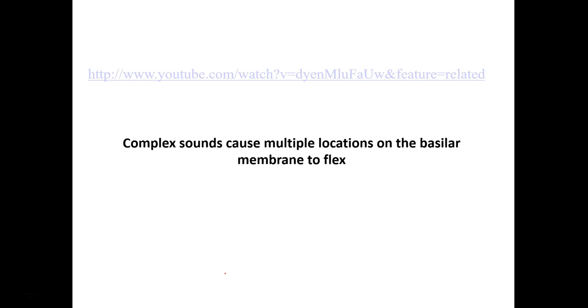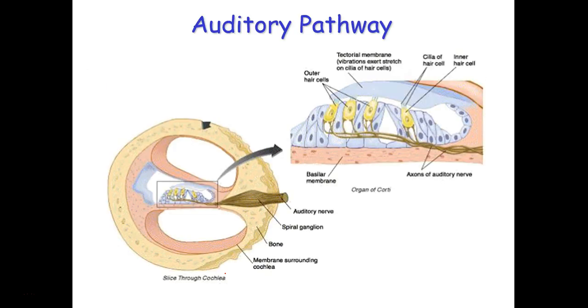But let's talk about how this information gets from the organ of Corti, which resides in the inner ear, to the brain. So the auditory pathway starts at the organ of Corti, where the inner hair cells transduce sound. These inner hair cells cause the release of neurotransmitters, which are detected by the axons of the auditory nerve, and the nerve bundles together and heads to the brain.